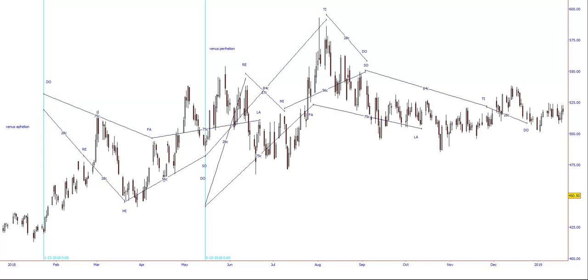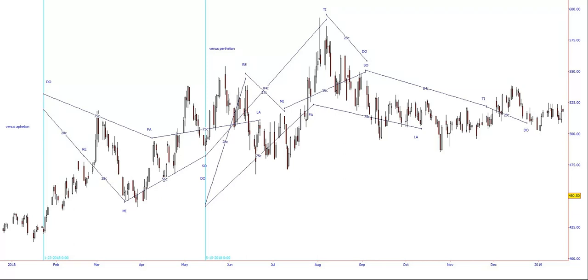What I'm going to do here, I've marked on the chart two blue vertical lines. This is an old chart from 2018 I did in Wave 59 when I was testing this theory out. So you can see the blue vertical lines. I've got the Venus aphelion on January 23rd of '18, and the Venus perihelion on May 15th, 2018.